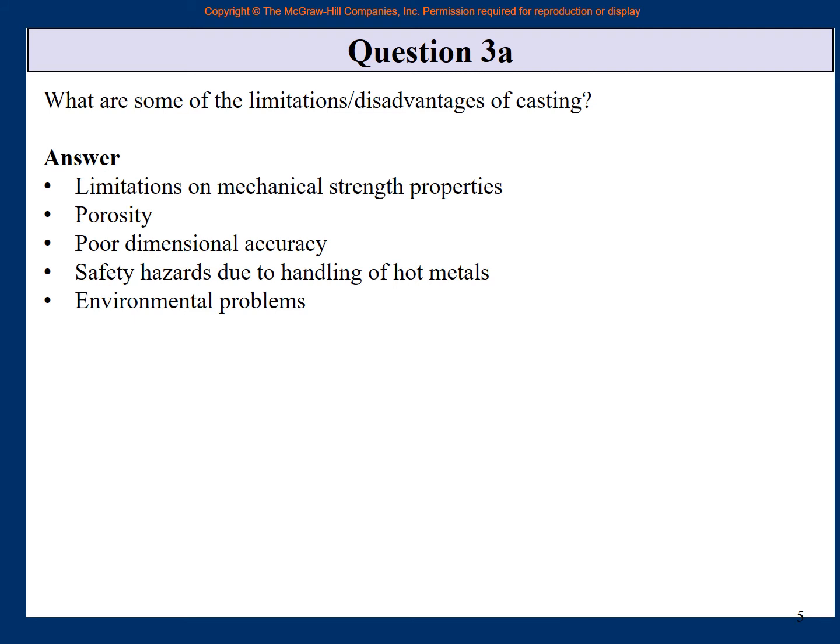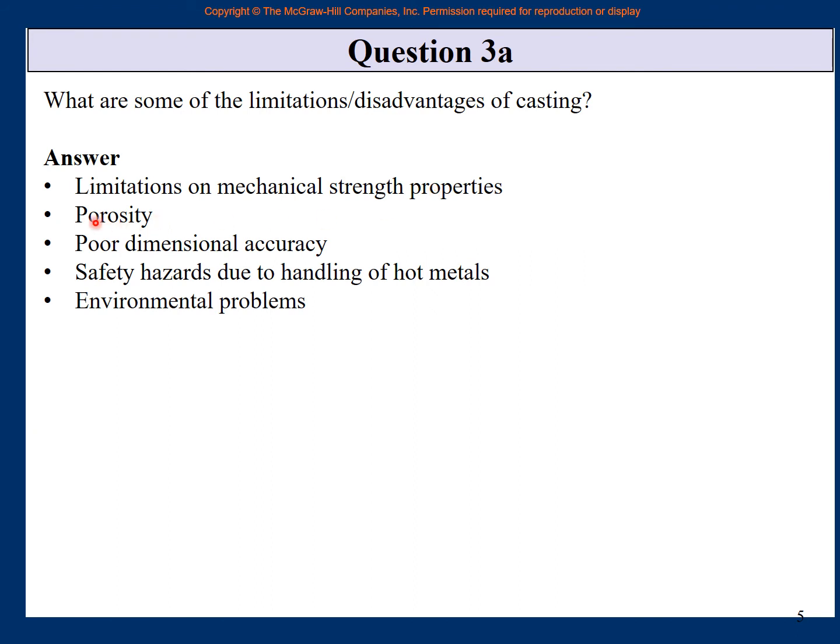Whenever you melt and solidify, you get a certain grain size, and the cooling rate and the temperatures and other things will change the grain sizes. So unless you control the formation of the grain size according to what you want, the mechanical and strength properties may not be what you exactly want, and you may have to do later processes to improve it. So this is one thing: limitations on mechanical strength properties.